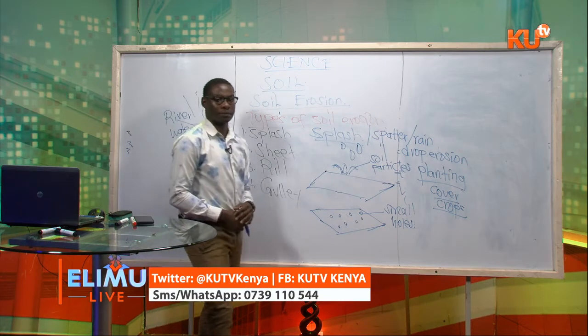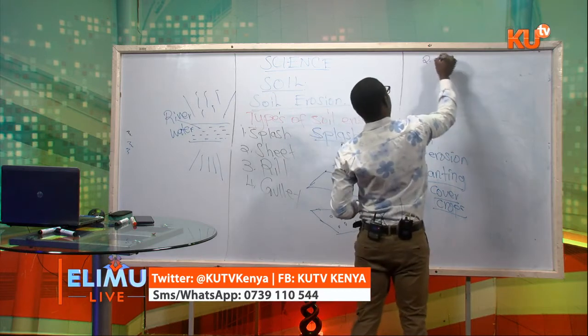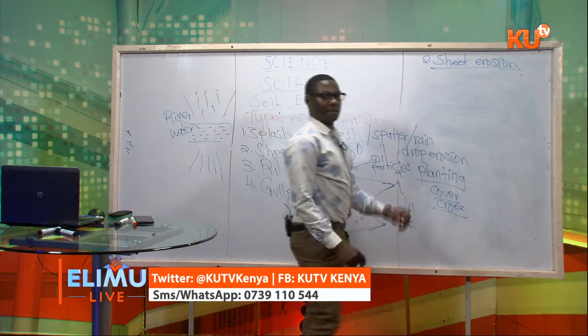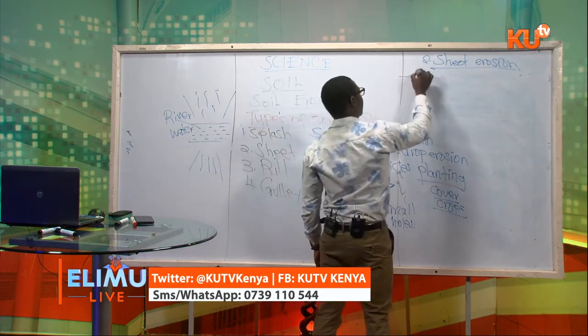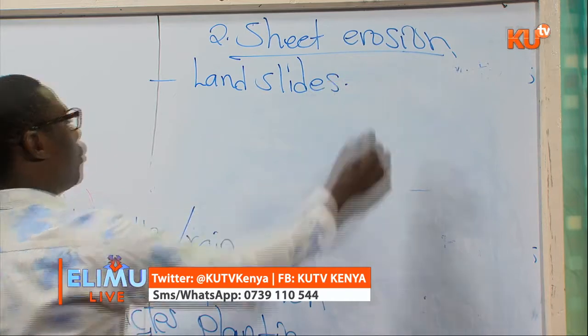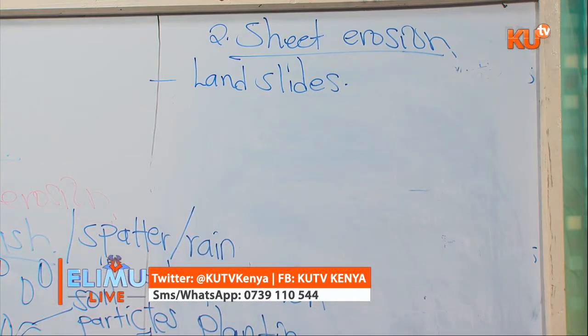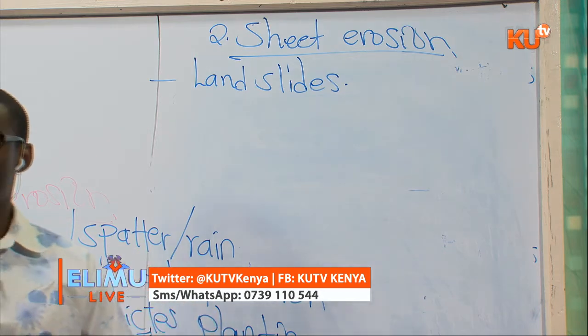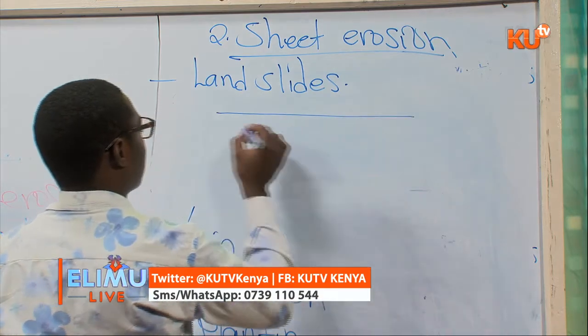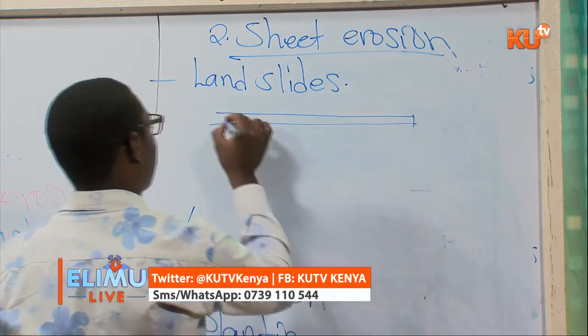We come to sheet erosion. It occurs, and this is a very common question, in the form of landslides. Sheet erosion occurs in the form of landslides. And these landslides usually bring down buildings. If you watch the news, you find that some buildings collapse. Some of the factors that lead to the collapsing of buildings is what we refer to as landslides. Now, sheet erosion occurs on a gentle slope, almost flat.